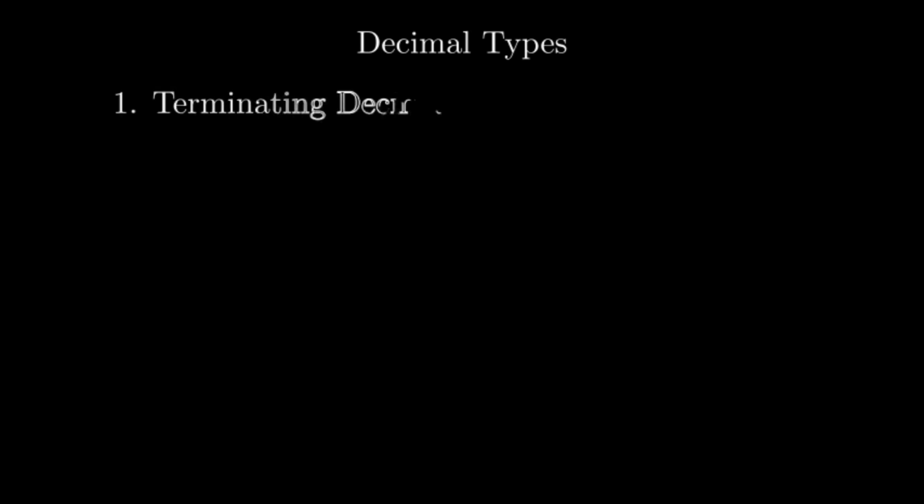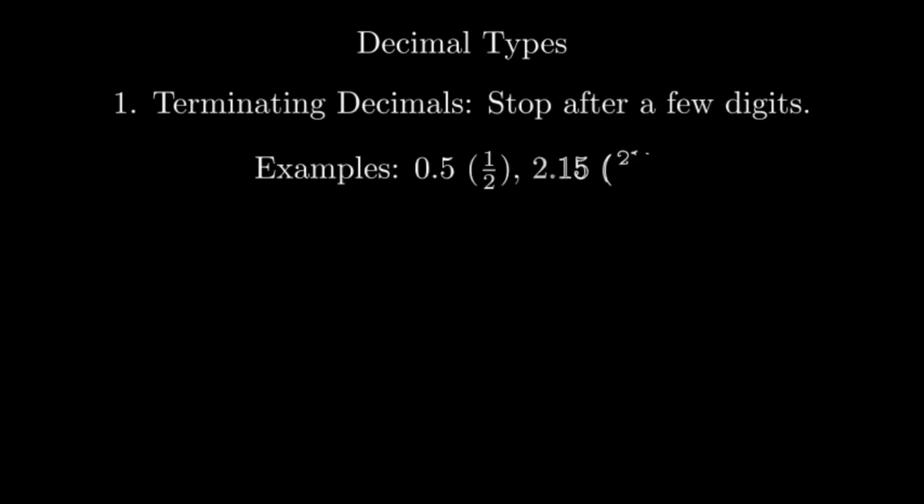So, we've talked about fractions and decimals. Let's dig a little deeper into the world of decimals. Our goal is to understand different types of decimals. There are 2 main types of decimals we see with rational numbers. The first is a terminating decimal. This is a decimal that stops or terminates. It has a definite end. Think of it like reaching the finish line. Examples are 0.5, which is the same as 1/2, or 2.15, which is 2 and 15/100. They don't go on forever.